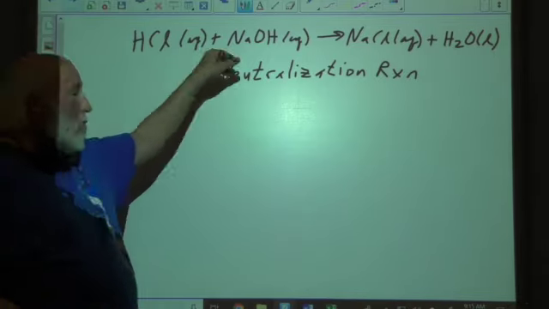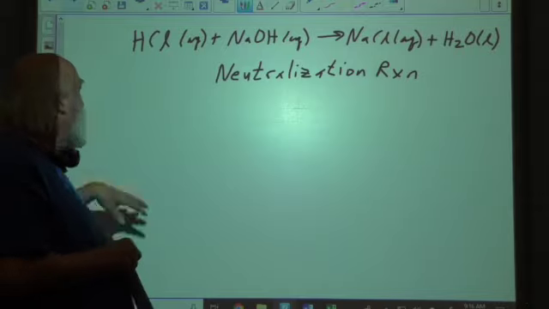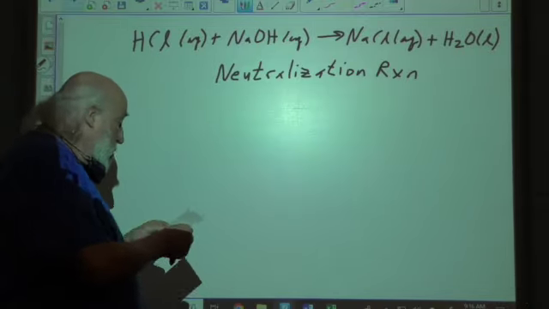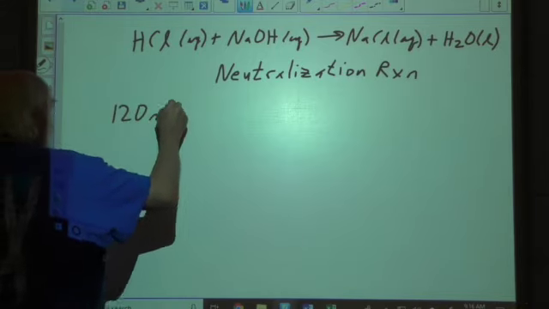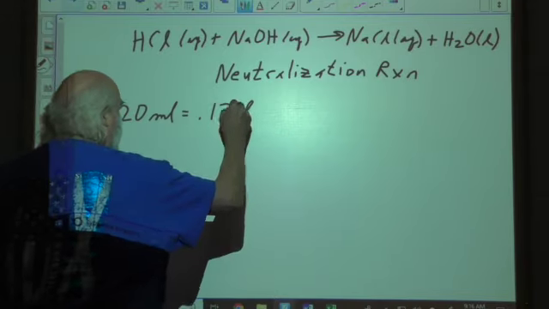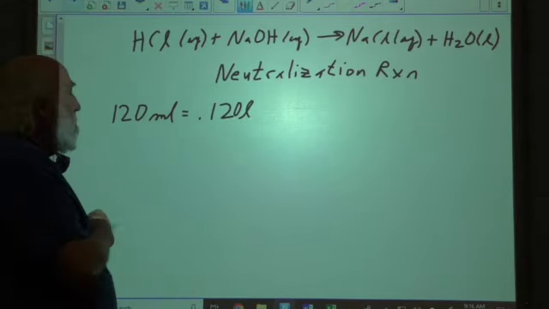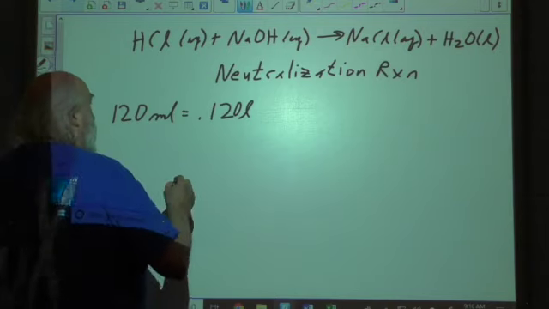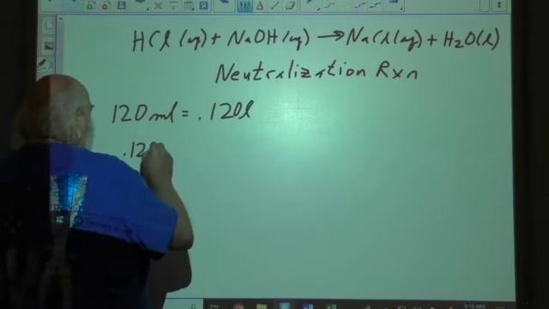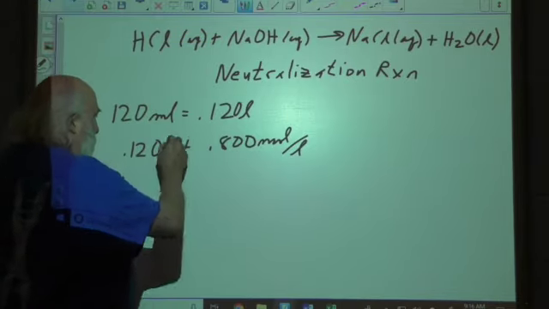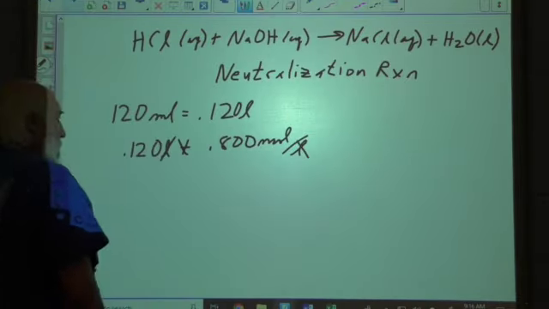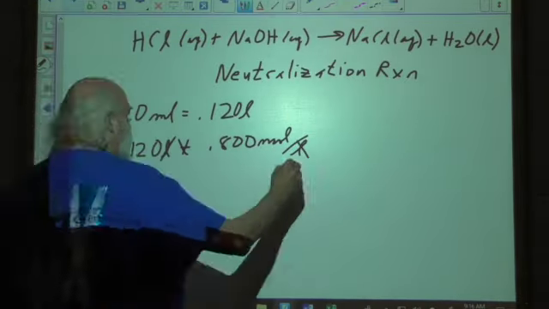So what we are going to be doing is, at each point in the titration, we're going to look at the number of moles we have. Well, first of all, for this particular problem, we have 120 milliliters, which is 0.120 liters. And for the number of moles, we can take 0.120 liters and multiply by 0.800 moles per liter. I'm going to write moles per liter even though it says capital M on that. The liters are going to cancel out, and this is going to give us 0.0960 moles.